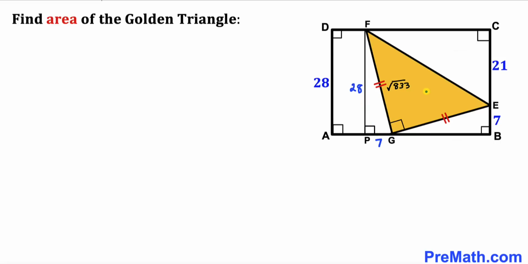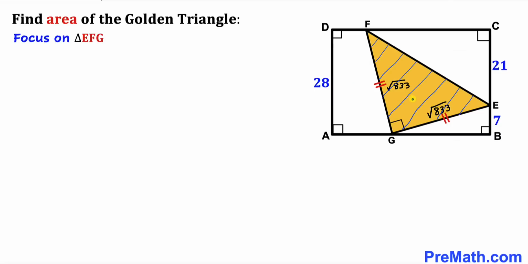And now let's focus on this golden triangle EFG. It is an isosceles triangle since this side length FG equals EG, and since this side length FG is square root of 833, this side length EG is going to be square root of 833 as well. And now let's focus on this golden triangle EFG. It is a right triangle, and both of its side lengths are square root of 833 as well. And here's our final step.